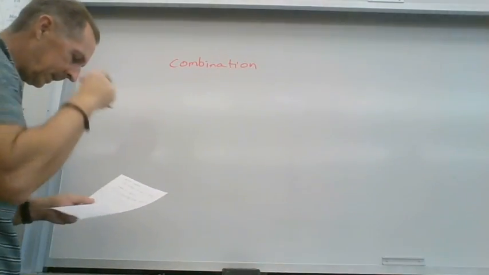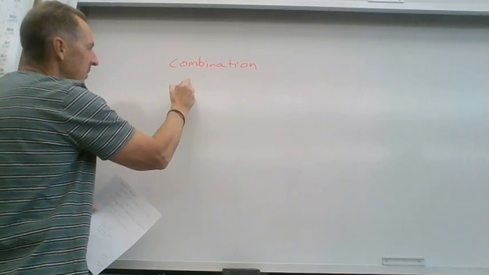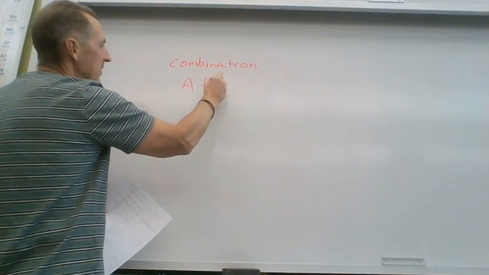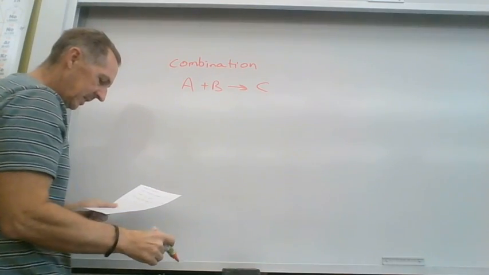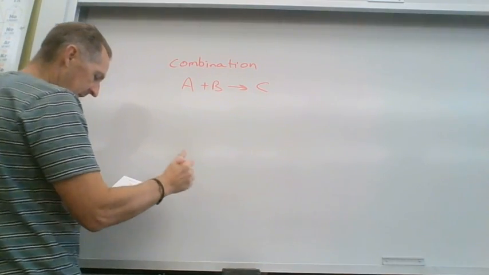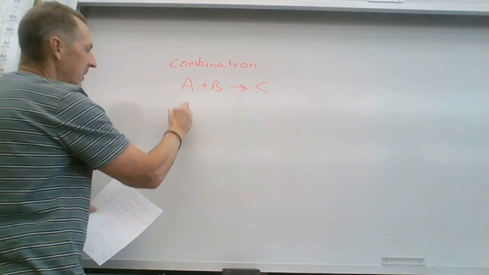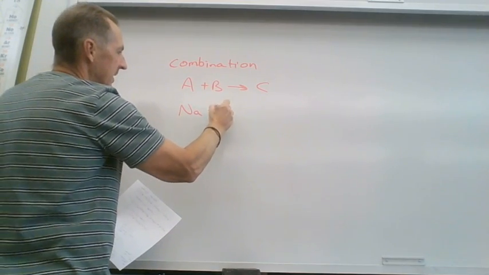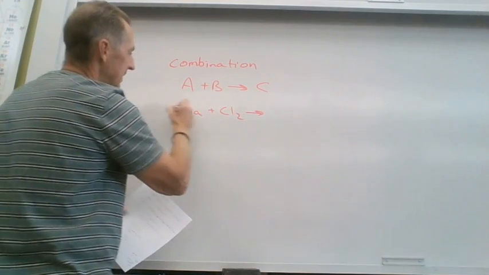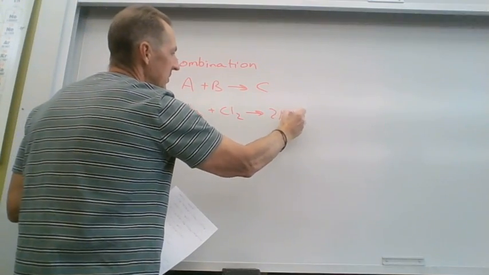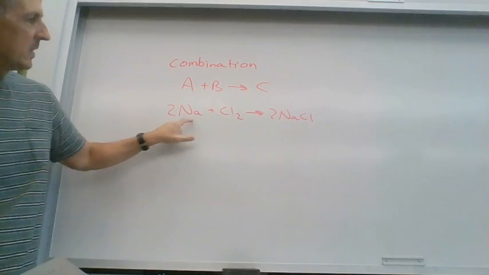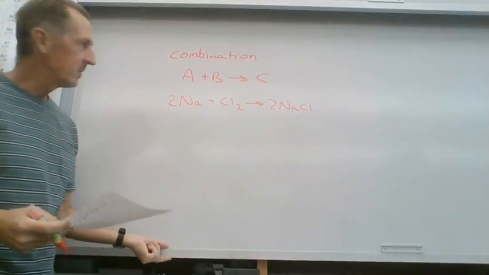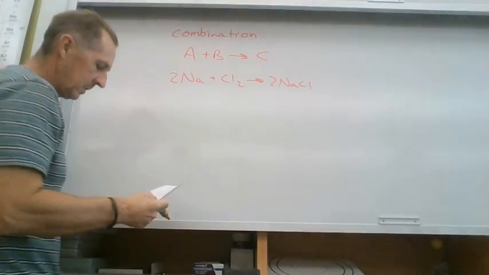And here we're usually combining small molecules and making a larger molecule. So the general equation would be we're adding A plus B and we're making C. And an example of this would be our sodium plus our Cl2 going to form 2 NaCl, right? So we've combined 2 elemental things and made a compound out of it. So that would be a combination reaction.